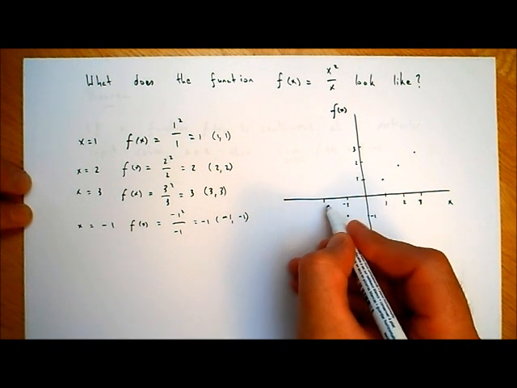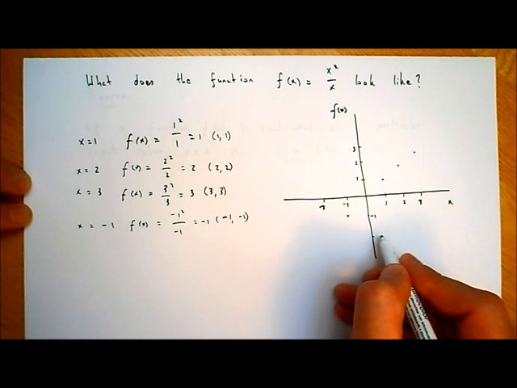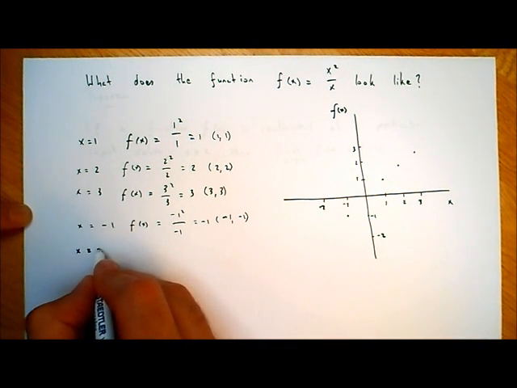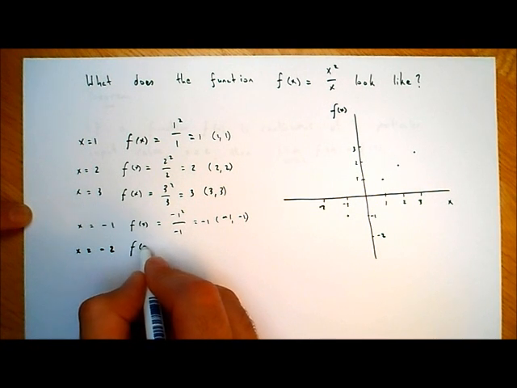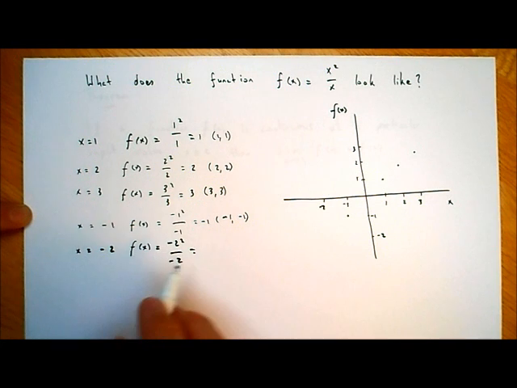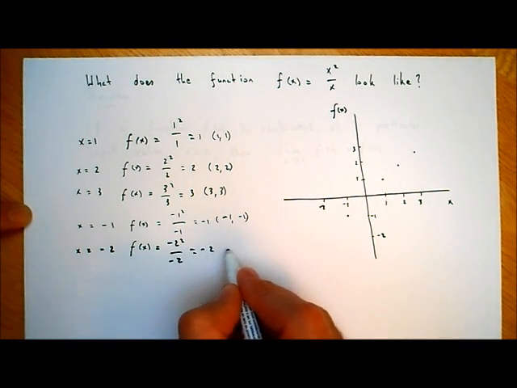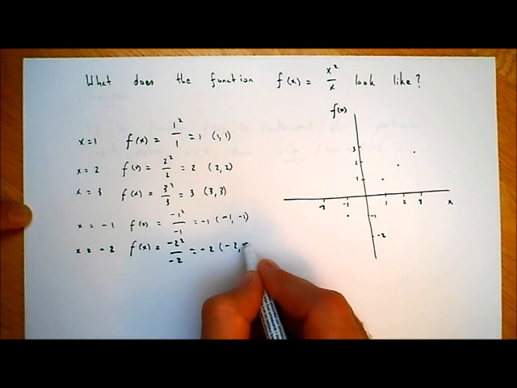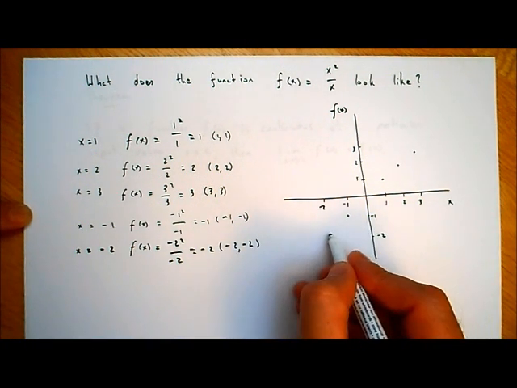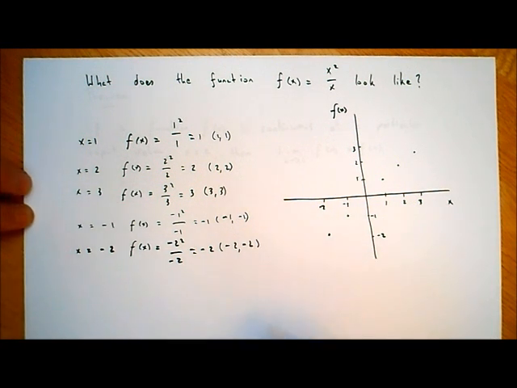Let's fill in another negative value. Let's say -2, and here's -2 down here. When x is equal to -2, then f of x would equal -2 squared over -2. -2 squared is 4, 4 divided by -2 gives us -2. So the point (-2, -2) is on the graph. Okay, so this is what the function looks like if I was to plot it.